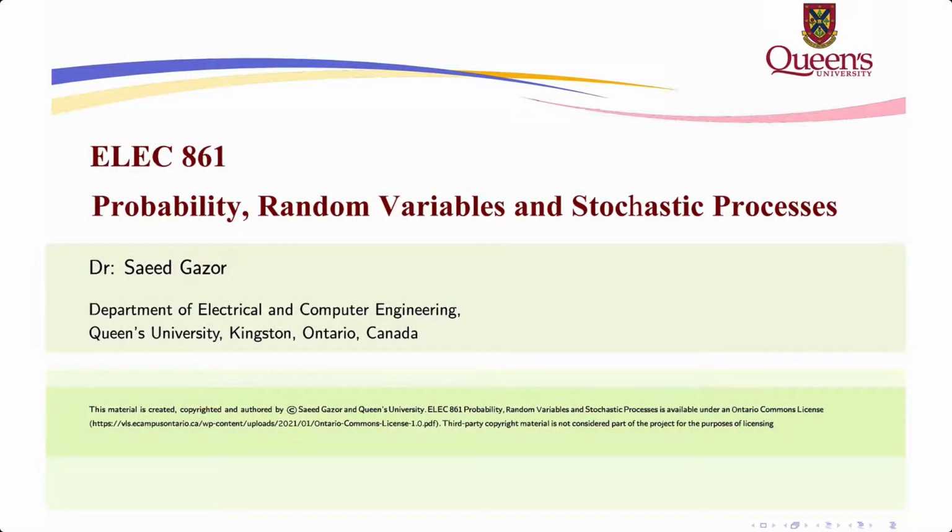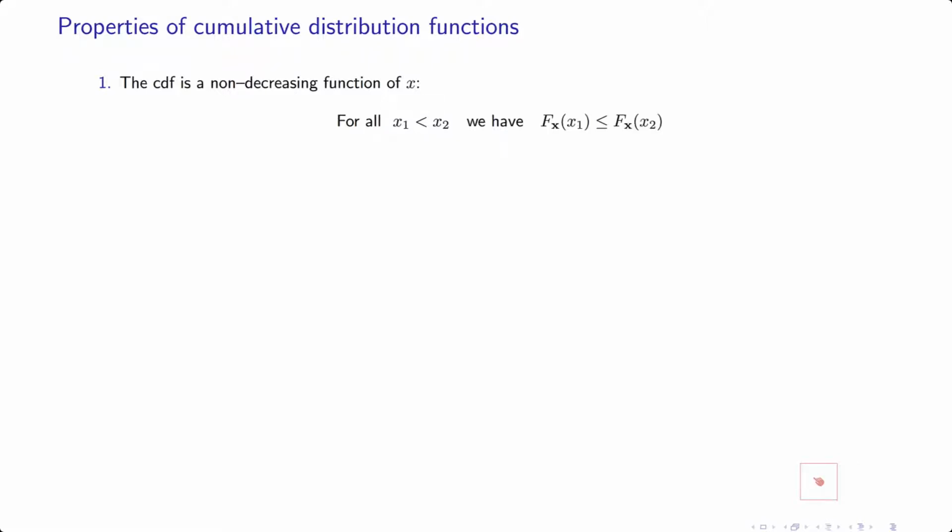In this video, we will study the properties of the cumulative distribution function. The first property of the cumulative distribution function is that it is always non-decreasing. So that means that if you consider two values x1 and x2, x1 being smaller than x2, then the CDF at point x1 is always smaller than or equal to the CDF at point x2. So this function will never decrease. If the argument x increases, the CDF cannot decrease, so it's at least equal to this one.